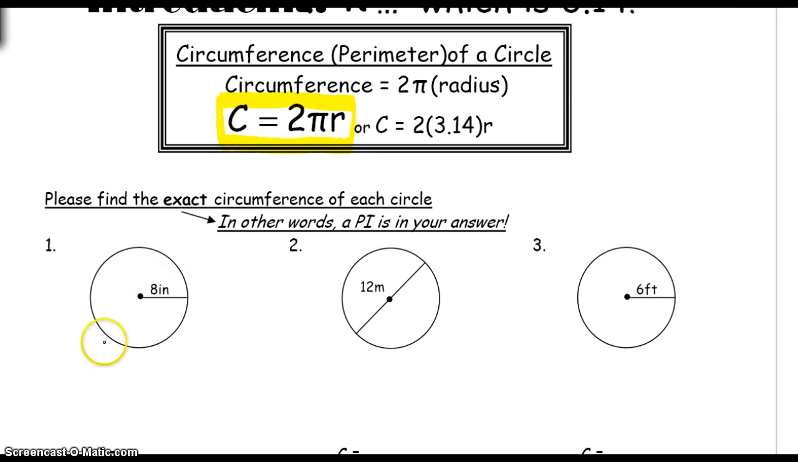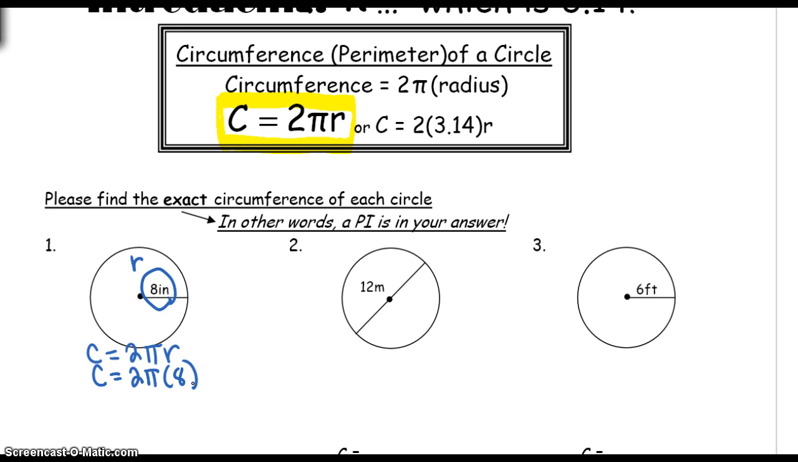So we have this circle for number 1, and we know that circumference is 2 times pi times r. Well, what is your radius? Now, we haven't talked about it yet, but the radius always starts in the center and goes out to the edge of a circle. So our radius in this picture is going to be 8. So circumference equals 2 times pi times 8.